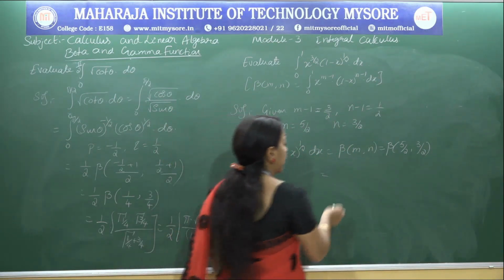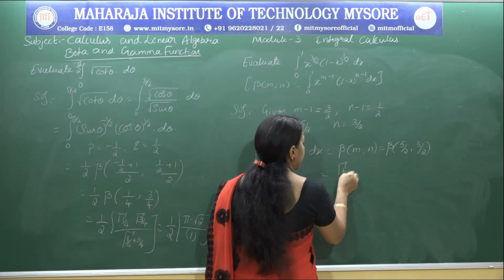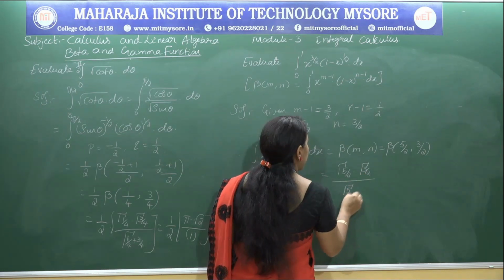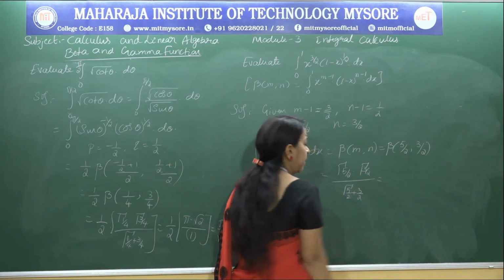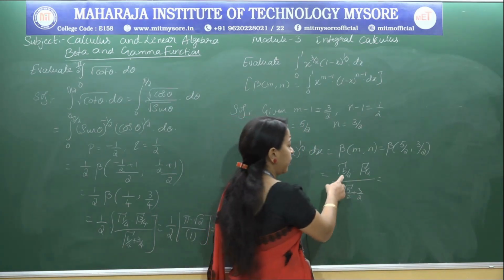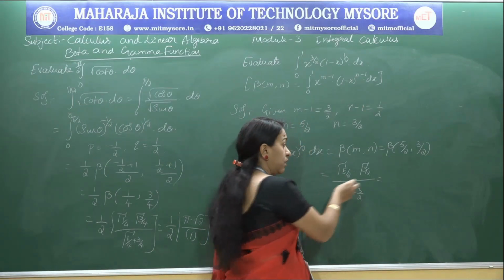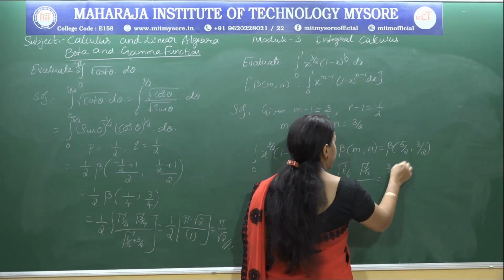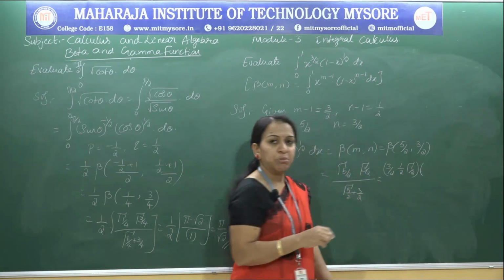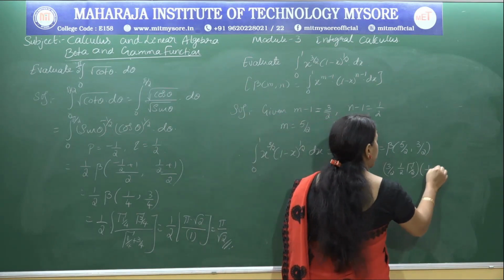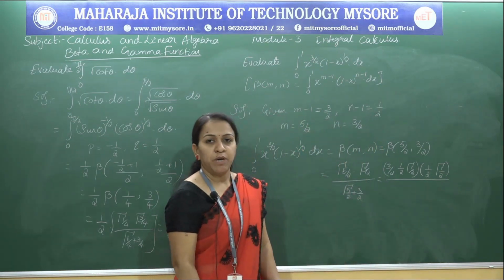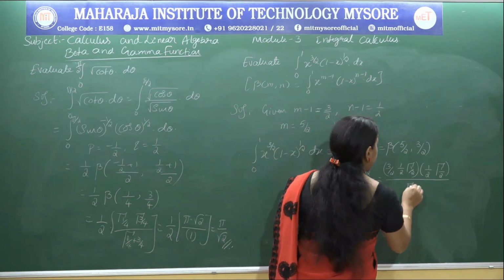Now we know the relation between beta and gamma. Using that we can reduce one more step: gamma 5 by 2 into gamma 3 by 2 by gamma of 5 by 2 plus 3 by 2. Now we know the standard gamma relation: whenever we have a fraction like this, I can expand it like this. Gamma 5 by 2 is 3 by 2 into 1 by 2 into gamma 1 by 2, and gamma 3 by 2 is 1 by 2 into gamma 1 by 2, whole divided by gamma of 8 by 2, which is gamma 4.